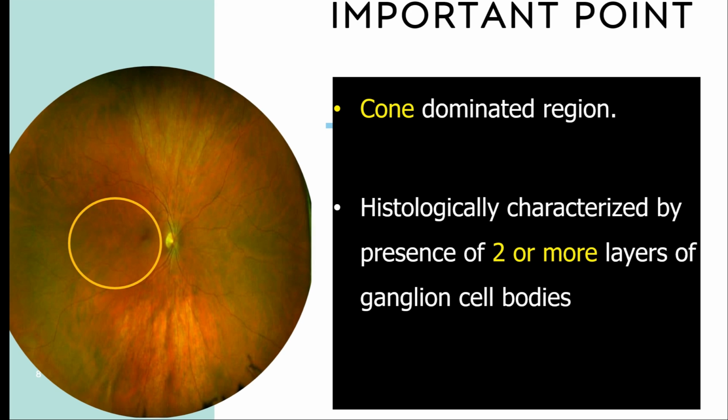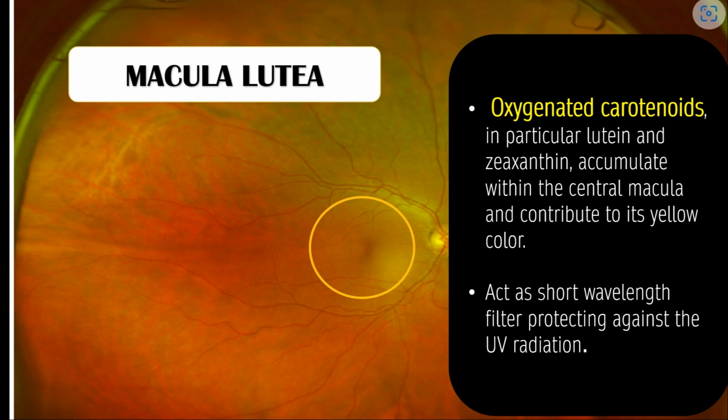it predominantly has cones. Also, the ganglion cell bodies are arranged in two or more layers within this area centralis. That is a very important point. More than about 50% of the total ganglion cells present in the retina are actually present in this area centralis.